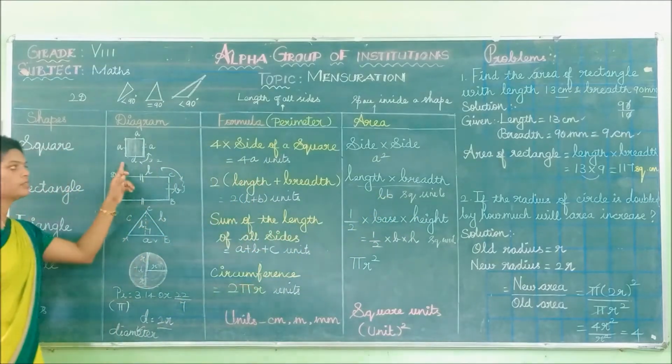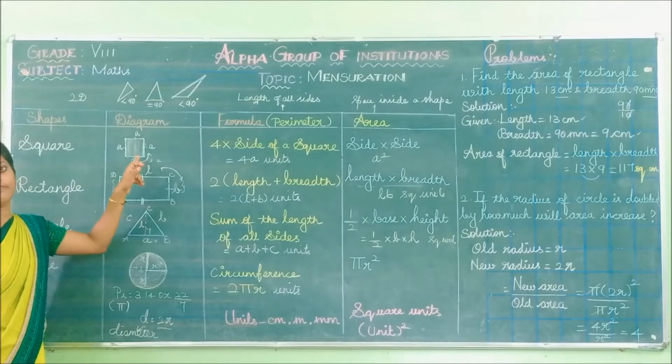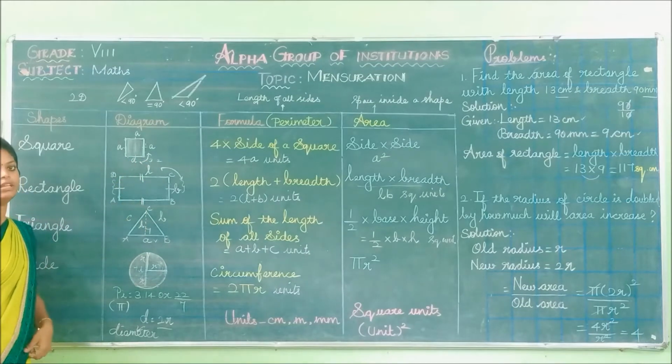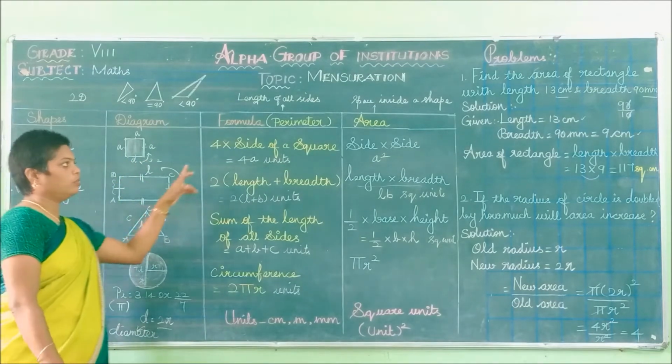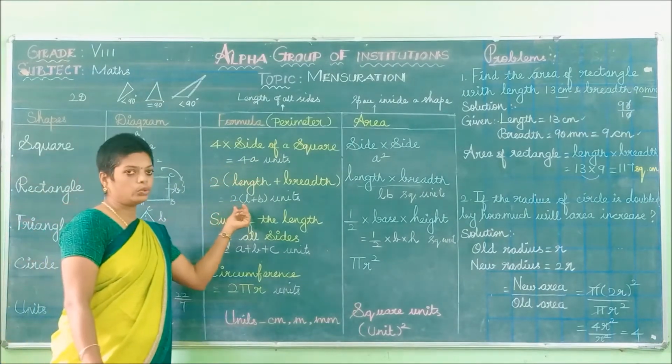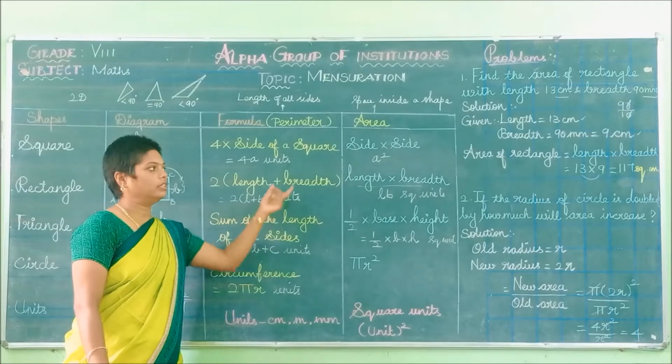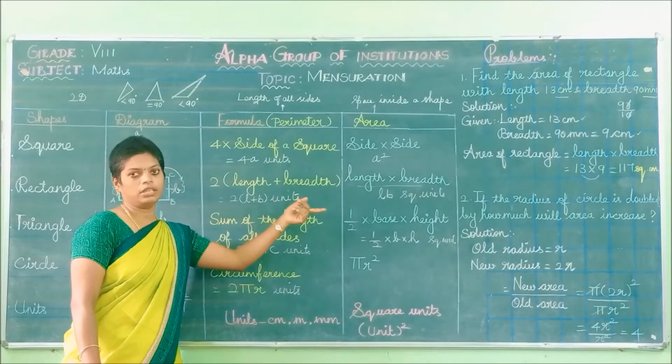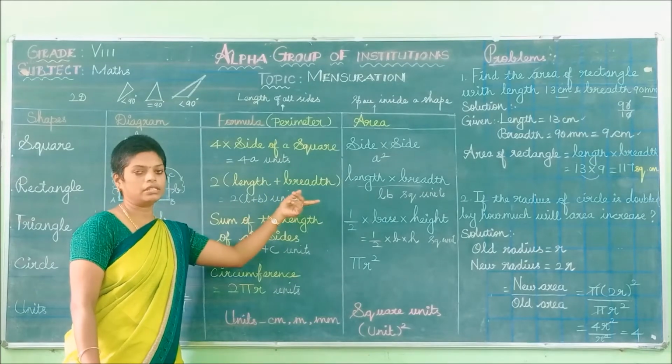So listen, in a square all the sides will be equal, and in a rectangle opposite sides will be equal. Here for the square, the perimeter formula is 4A and the area is A square. For the rectangle, the perimeter is 2 times (A plus B), and the area is LB, that is length into breadth.